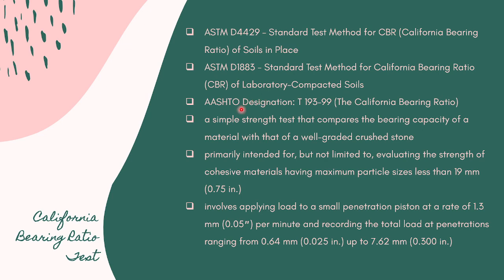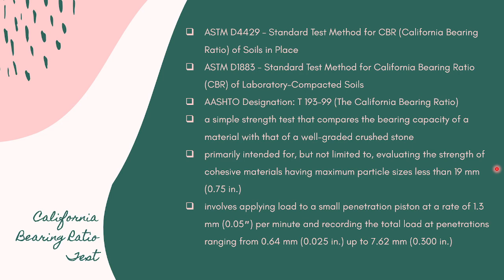In the AASHTO, we have the AASHTO test designation T 193-99. So this is a simple strength test that compares the bearing capacity of a material with that of a well-graded crushed stone. So it is primarily intended for, but not limited to, evaluating the strength of cohesive materials having maximum particle sizes less than 19 mm or 0.75 inches.